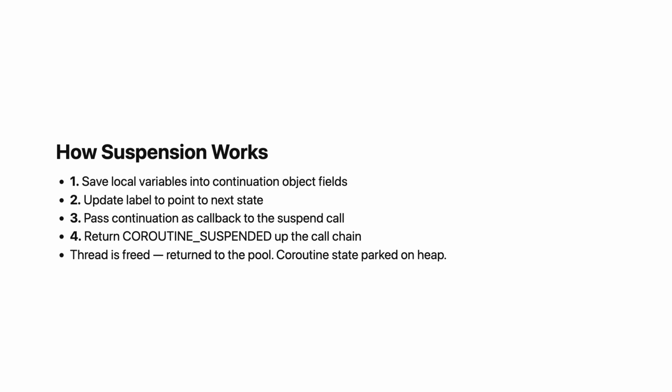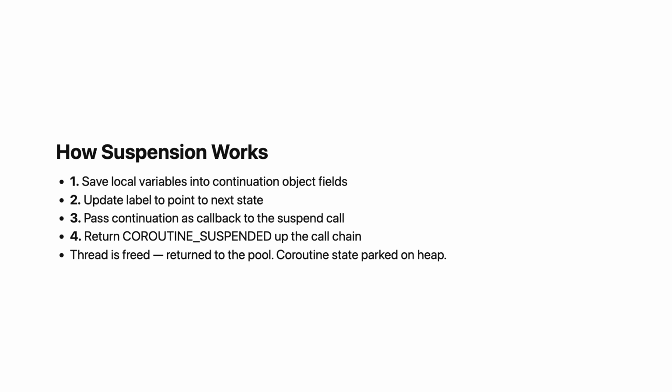Fourth, the function returns the special value COROUTINE_SUSPENDED, up the call chain. This return propagates all the way back to the dispatcher's run loop. The thread that was executing this coroutine is now free. It is literally returned to the thread pool. The coroutine state is safely parked in the continuation object on the heap, waiting. No thread is blocked, no stack space is held, just a small object in memory.